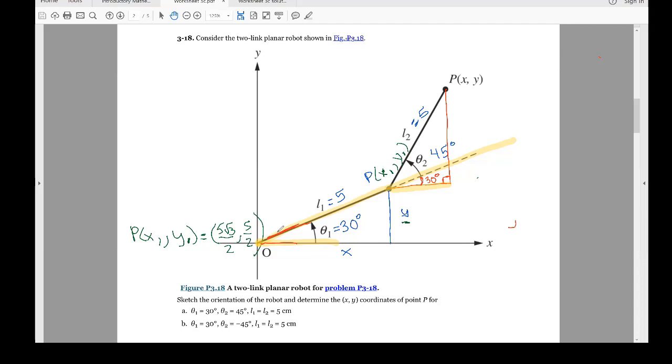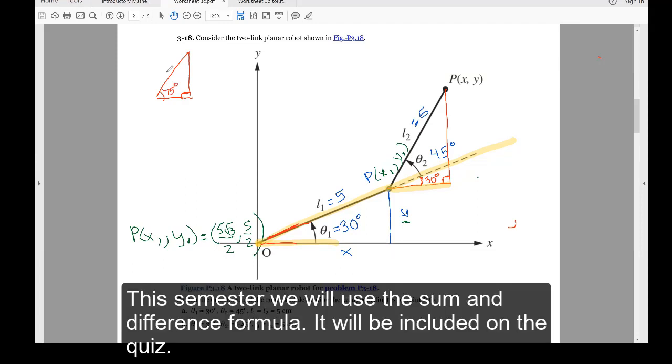Well, now I have a right triangle, and I'm going to pull this right triangle up here. But we can see that this is 30 degrees plus 45 degrees. So this angle here is 75 degrees. There's something called the sum and difference formula, and I could actually use it for this, but I'm not going to. I'm just going to get my calculator out. So we want to know what the sine of 75 degrees is. 0.966. Cosine of 75 degrees is 0.259.